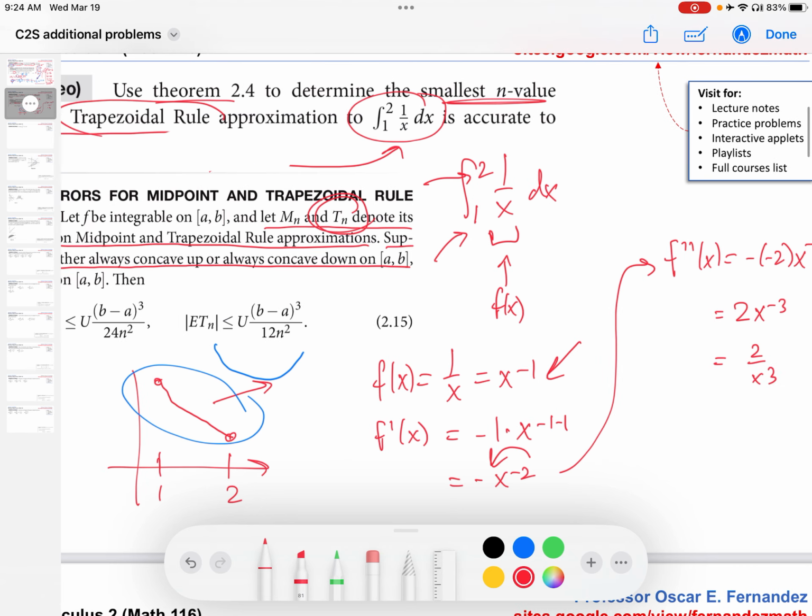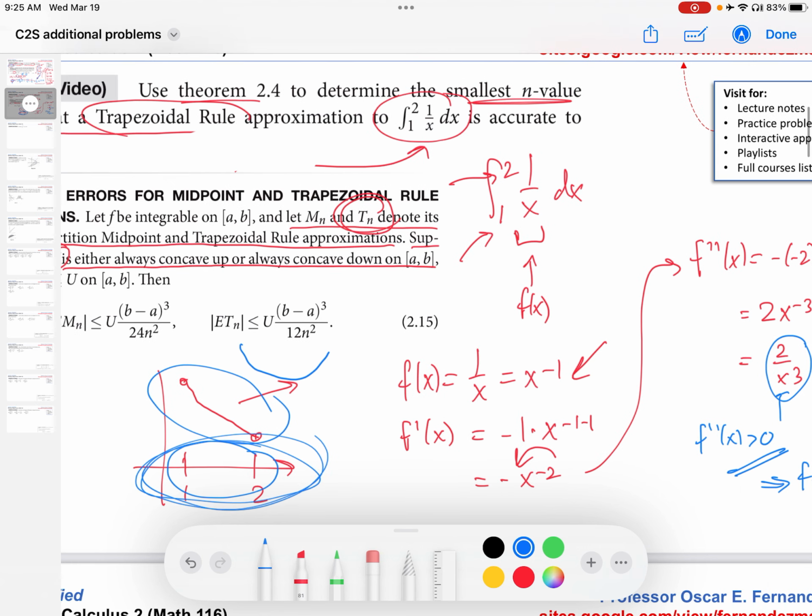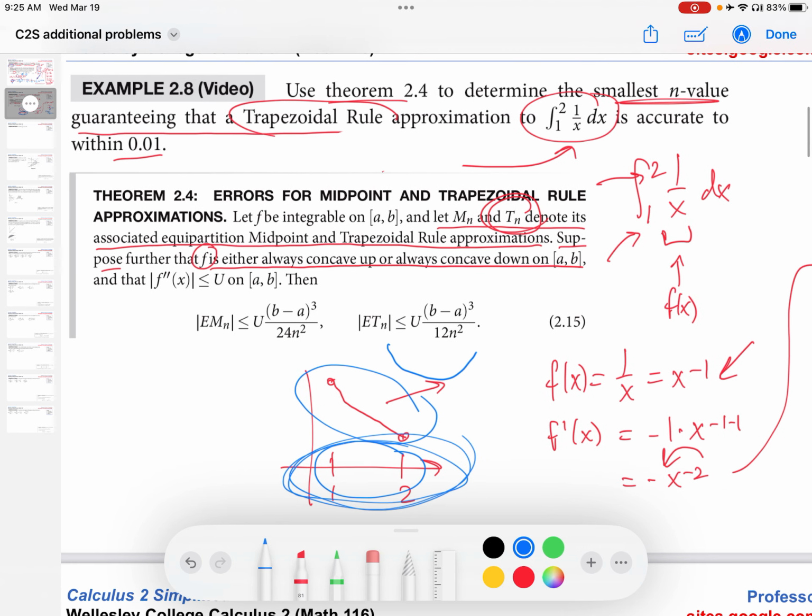Now, on the interval that I'm on, over here, 1 to 2, every number between 1 and 2 is for sure positive. So all these x values that I'll be putting in here are positive. 2 divided by x cubed is positive. So f double prime of x is positive. Remember from calculus 1 that that tells me that the function is concave up. So those are a couple of ways to verify this part, that f is definitely concave up in this case for our problem we're working on.